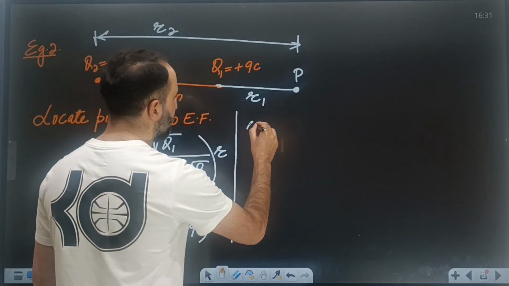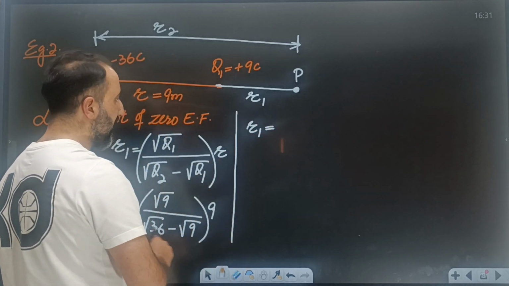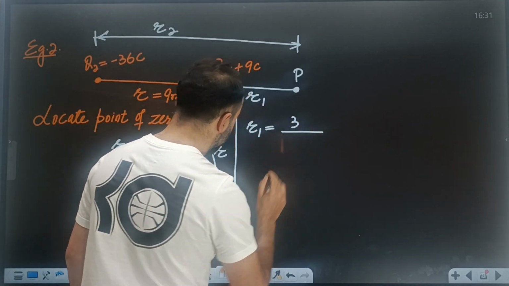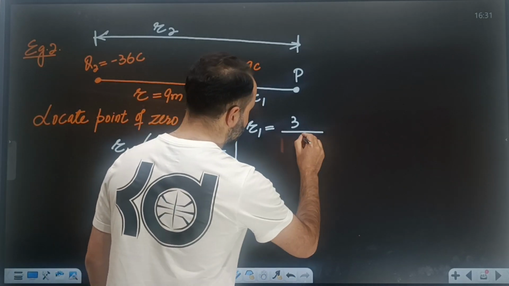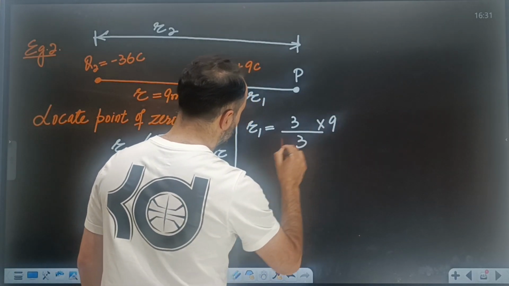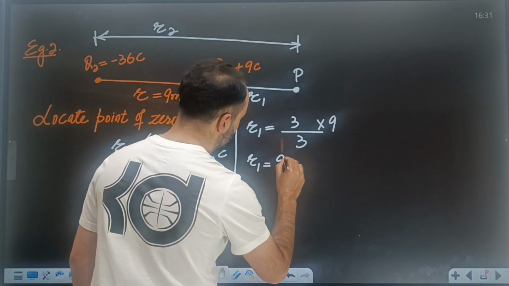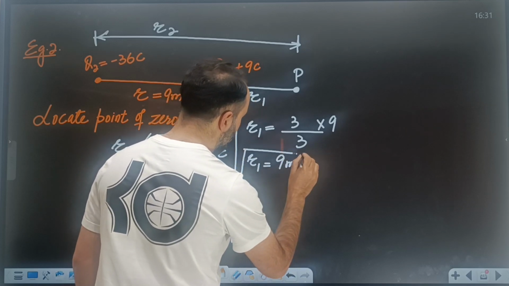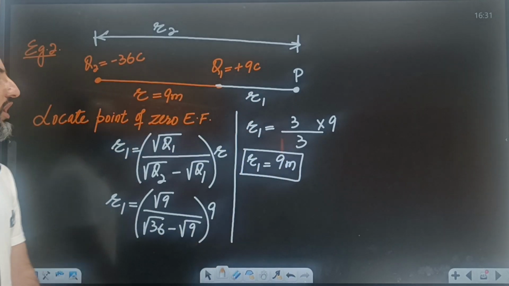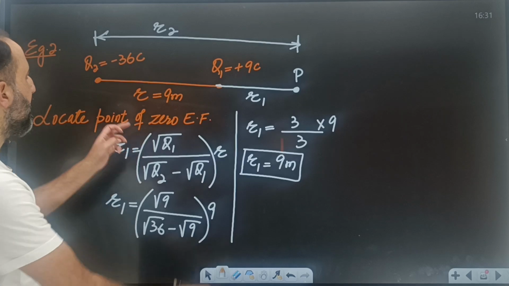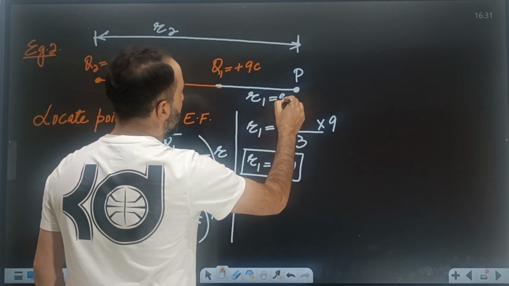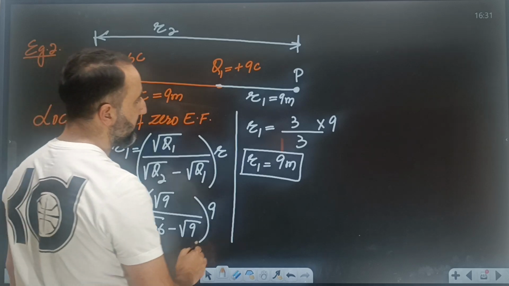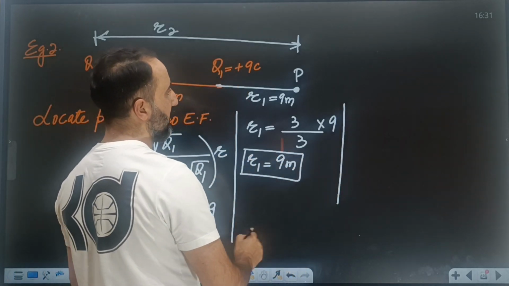तो देख लीजिए बेटा R1 का वैल्यू क्या आएगा? Root 9 that is equal to 3, divided by root 36 is 6, root 9 is 3, 6 minus 3 is 3, multiplied by 9. तो R1 का वैल्यू क्या निकला? That is equal to 9 meters. All right? ठीक है ना बेटा? So R1 निकला 9 meters. ठीक? Now this comes out to be 9 meters. That is R1, it comes out to be 9 meters. What you have to calculate is the value of R2. आराम से calculate कर सकते हो.